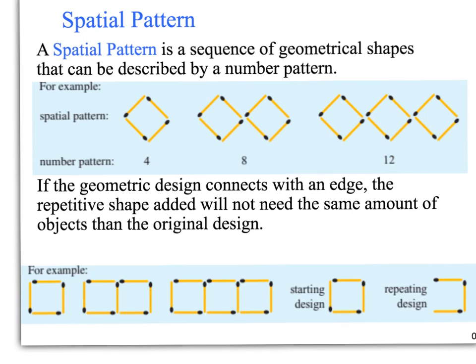And if the geometric design connects with an edge, the repetitive shape added will not need the same amount of objects. So you can see the difference between this one here and this example. So when you have 4 matches for 1 shape, but for 2 shapes you only have 1, 2, 3, 4, 5, 6, 7, because you've got this edge here that is being used by 2 shapes. So you need to be aware of that when you're looking for patterns. So here you can see this is the first one, but then every one after that will have 1 less. So you need to make sure you include that in the rule.